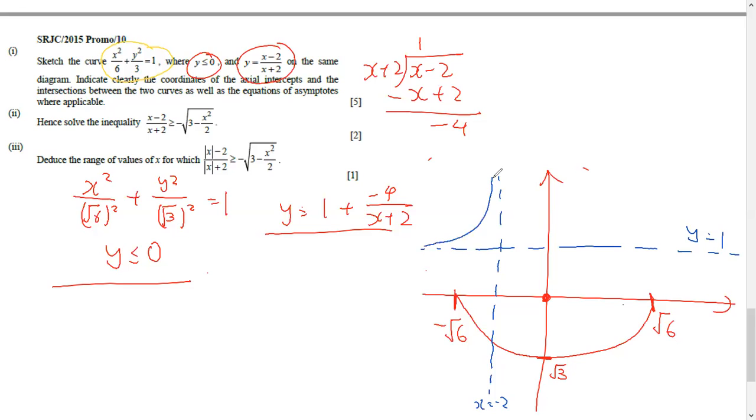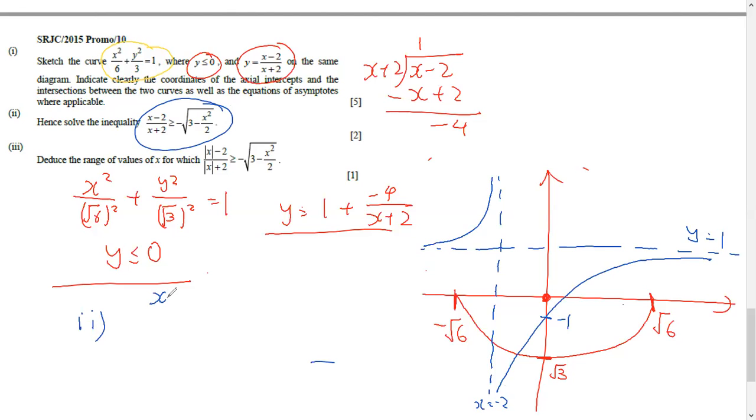You can use your GC to get a shape. All right, and then we have this. Okay, so we are asked to list out all the intersections also. So this one here will be equal to minus 1. Okay, so that's it. We have the two graphs. So for part 2, we are asked to solve this inequality.